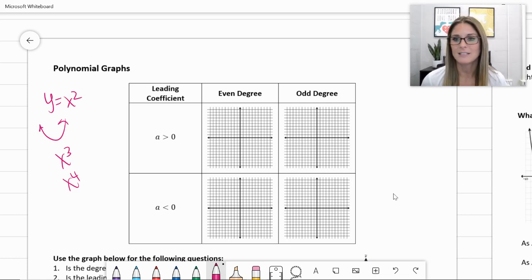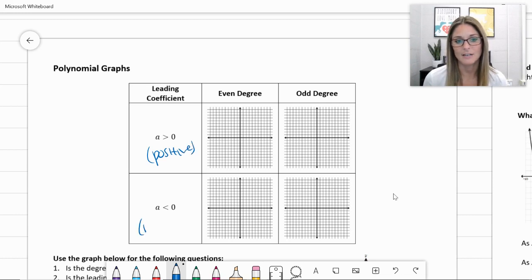We're going to recognize some patterns, and then we can use those to help us answer questions on benchmarks on state tests. So let's start with this table. On the left, I've got the column about the leading coefficient, when we're talking about our A value, whether it is positive or whether it is negative. So we've been talking about this quite a couple of times lately.